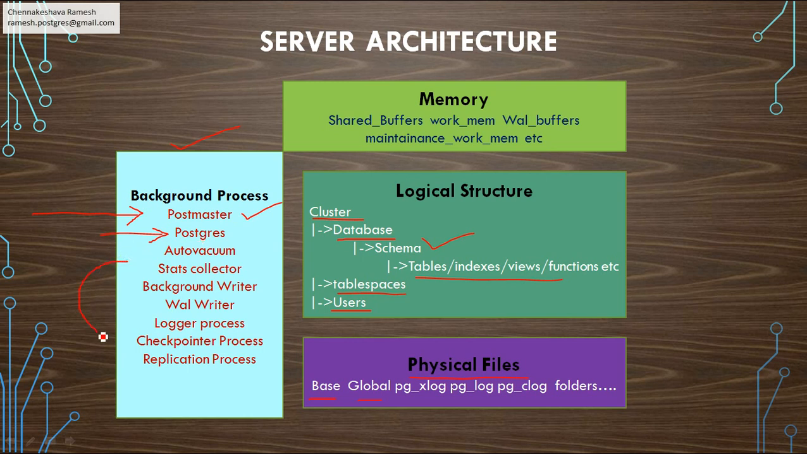Then the remaining are mandatory background processes serving various functionalities. Your stats collector collects the statistics of the activities happening in the database. Background writer is responsible for syncing the dirty buffers from your shared buffer to the actual data files. Your WAL writer writes from your WAL buffer to the actual WAL files. Then you have your logger process, which writes into the log files. Basically, all your errors and everything are recorded by this logger process and written to the log files.